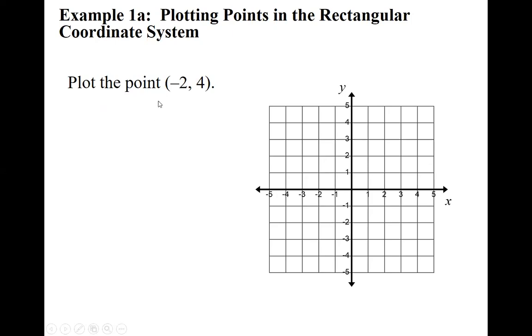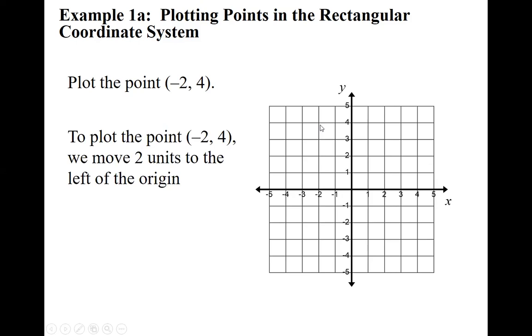If we wanted to plot the point -2, 4, the -2 in the first position, that's the x-coordinate, and that tells us to go -2 on the x-axis. So 1, 2 to -2. And then the 4 in the y coordinate tells us to go +4, up 4. So from -2, we go 1, 2, 3, 4 up. And we plot our point.